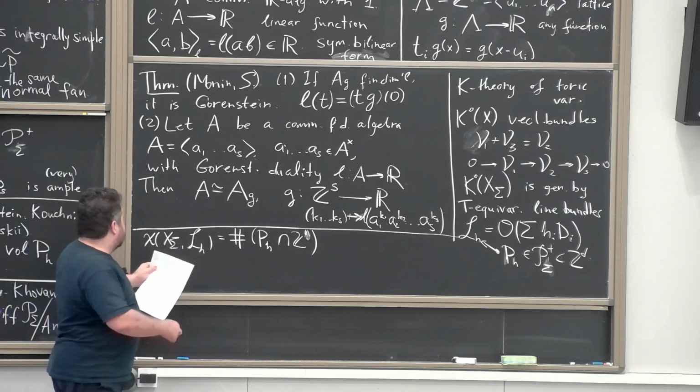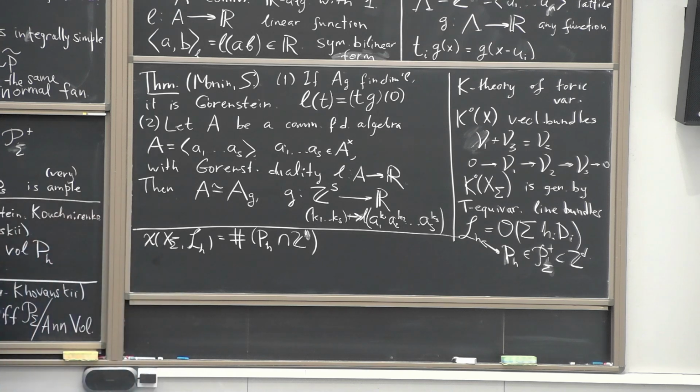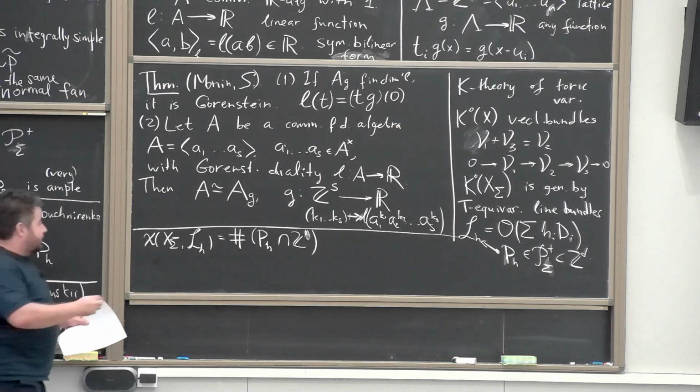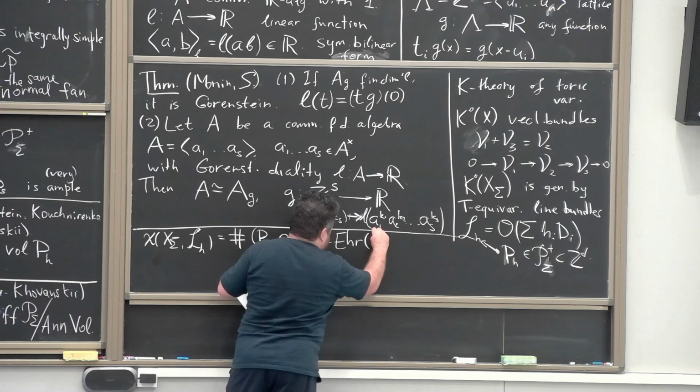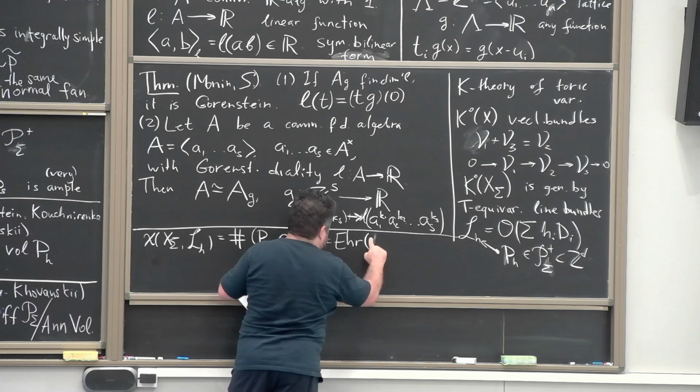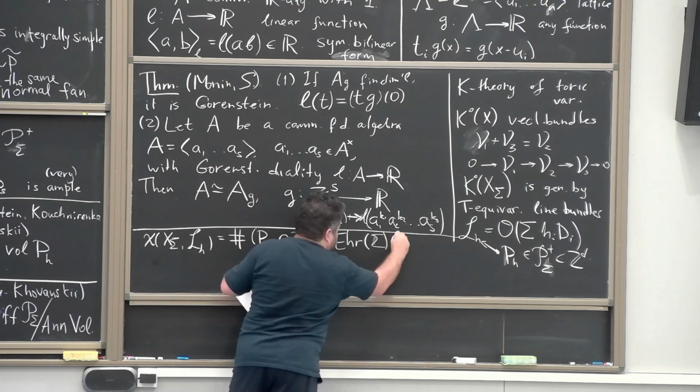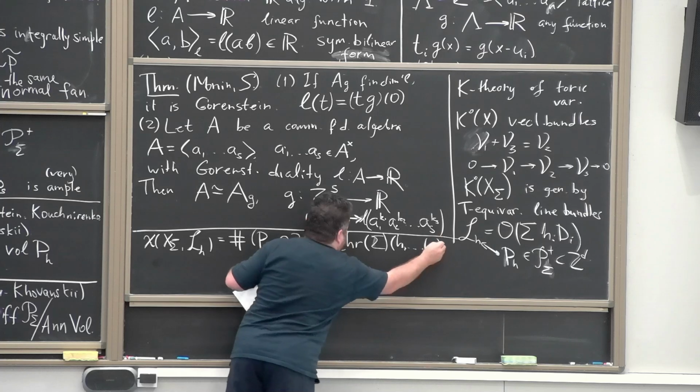So for a given polytope, for given support numbers, you compute the number of integer points inside this polytope, and this depends polynomially on these x's, right? So this is the Ehrhart polynomial of sigma of h1, etc., hs, whatever is the number.